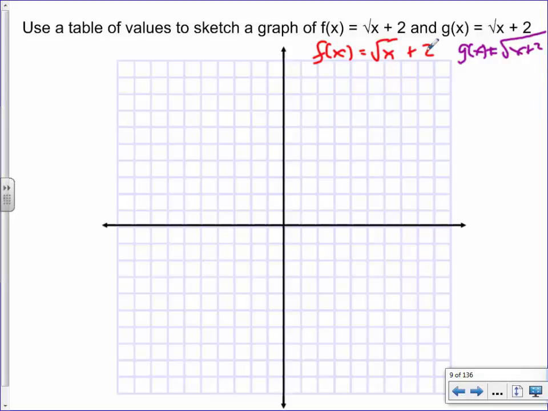So usually when I write it, just so that we're clear, for this one right here I would put that in a little bracket, and that would imply that all of the x plus 2 is under the square root sign. Whereas for this one right here, if I don't write a bracket, it means that we're only square rooting the x, and then we add 2.